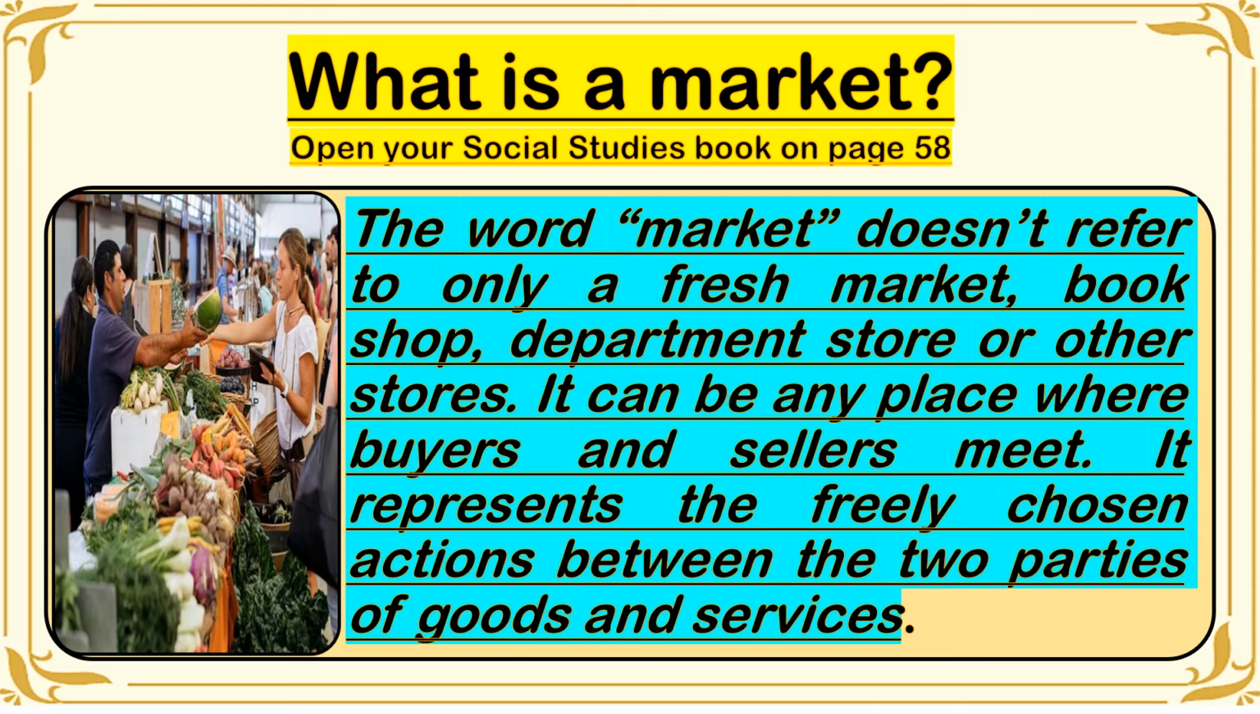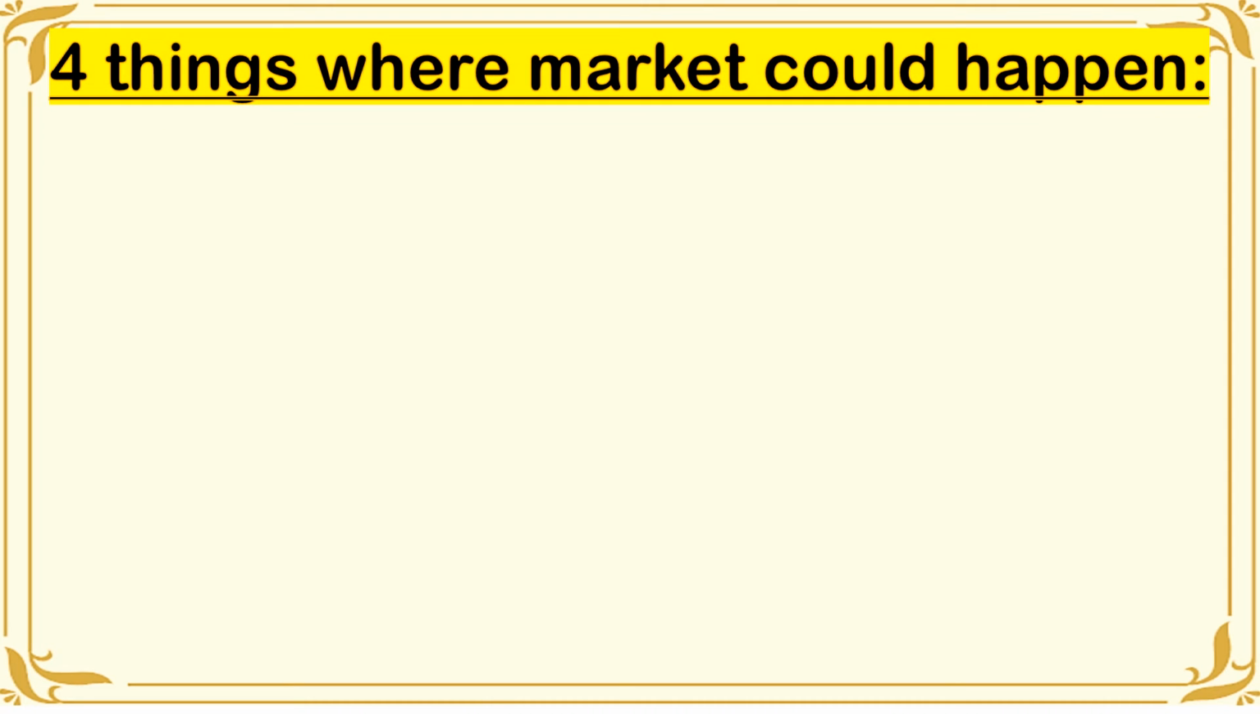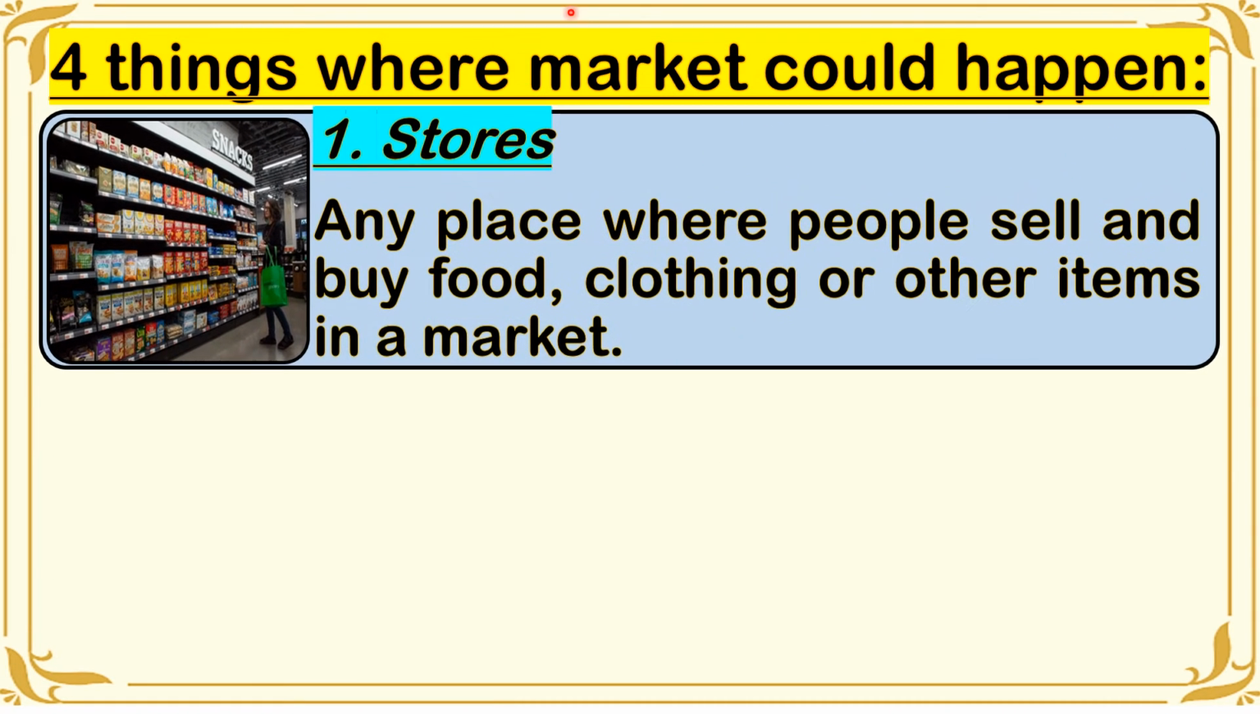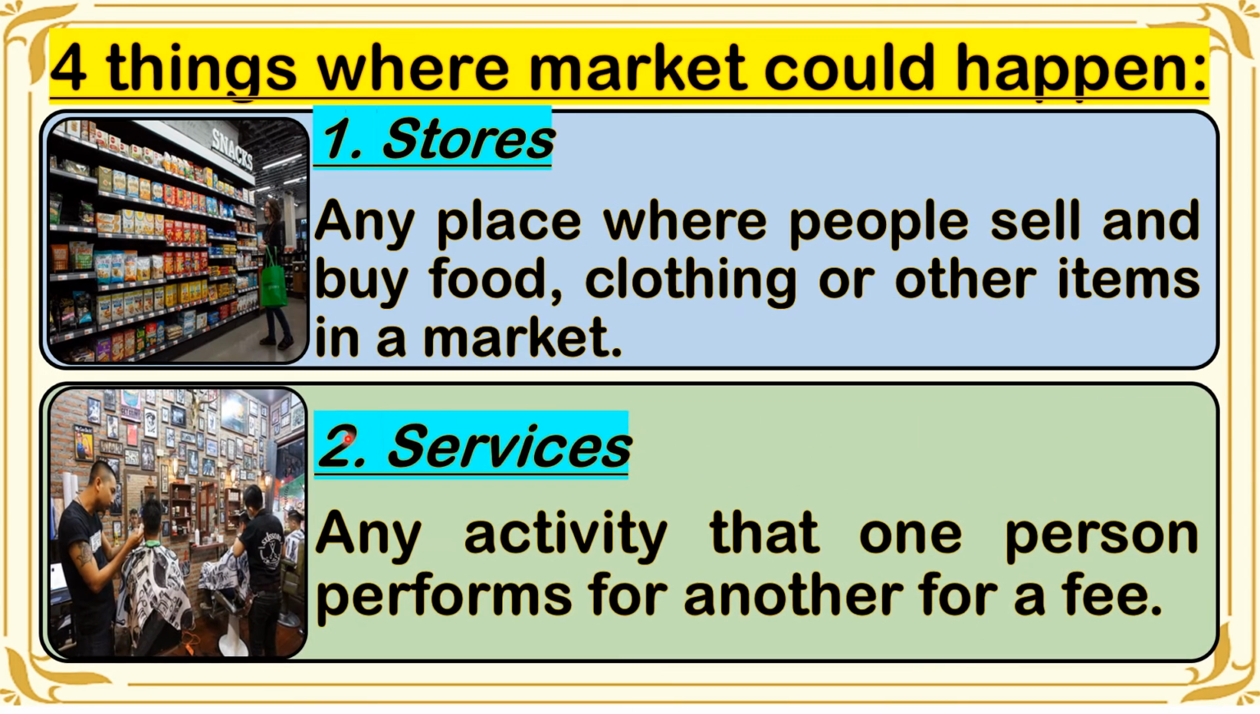So class, in this topic, we will be able to know other places where market exists. Class, let us discuss the 4 things where market could happen. The first one is stores. Any place where people sell and buy food, clothing, or other items in a market like Top Supermarket, Tesco, Lotus, Macro, or even Big C. The second one is services. Any activity that one person performs for another for a fee, especially if you can't do it on your own.